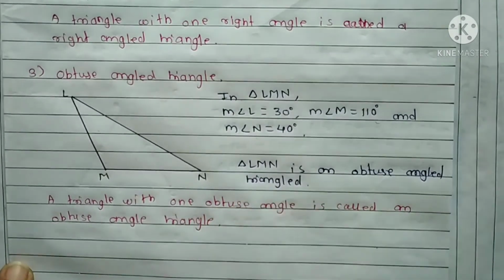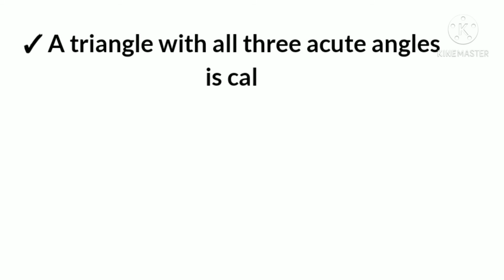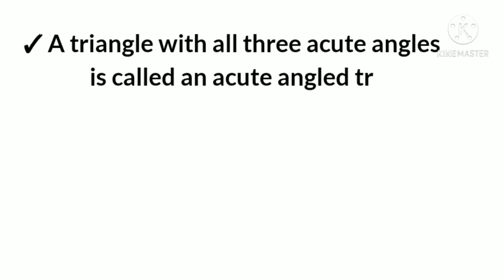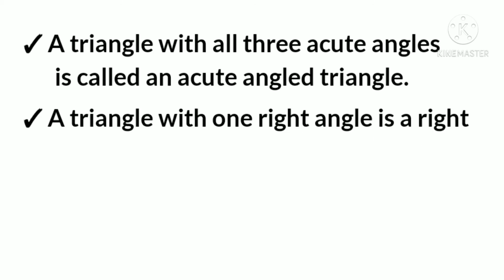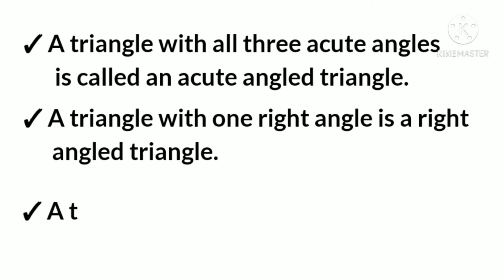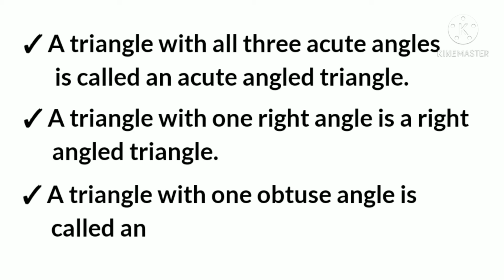So here we learn types of triangle based on angles. First type is acute angle triangle. A triangle with all three acute angles is called acute angle triangle. Second type is right angle triangle. A triangle with one right angle is called right angle triangle. And third one is obtuse angle triangle. A triangle with one obtuse angle is called an obtuse angle triangle.